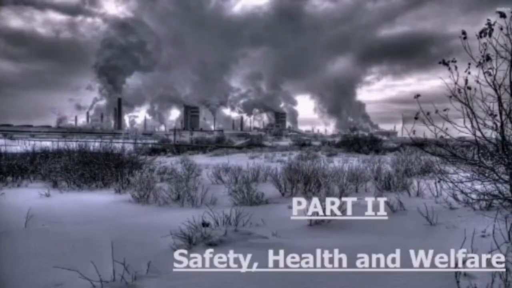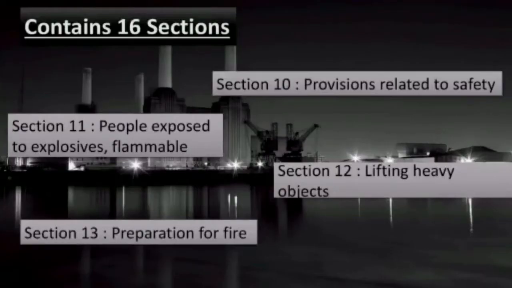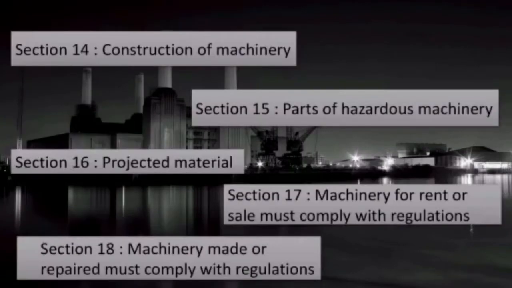Part 2 is safety, health and welfare. It contains 60 sections. Section 10 is provisions related to safety. Section 11 is people exposed to explosive and flammable materials. Section 12 is lifting heavy objects. Section 30 is preparations for fire. Section 40 is construction of machinery. Section 50 is parts of hazardous machinery. Section 60 is projected material. Section 70 is machinery for rent or sale must comply with regulations.